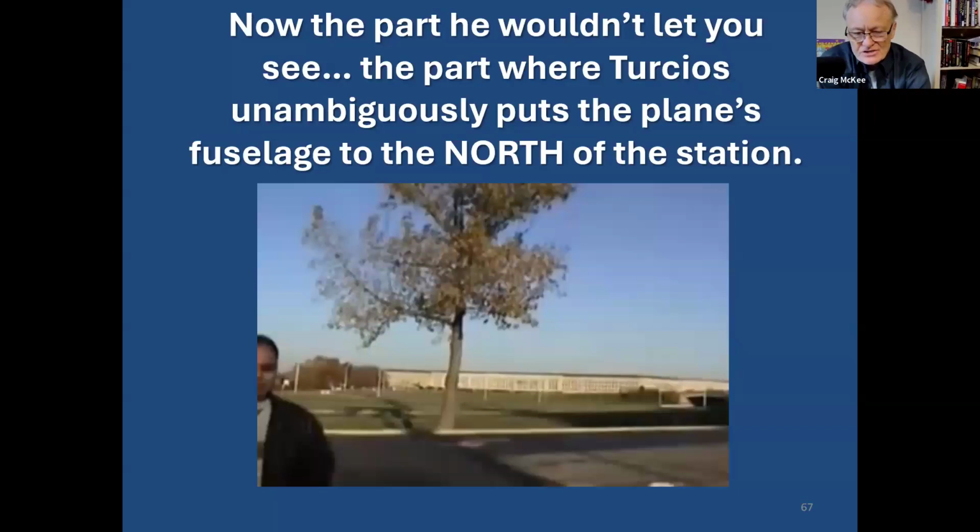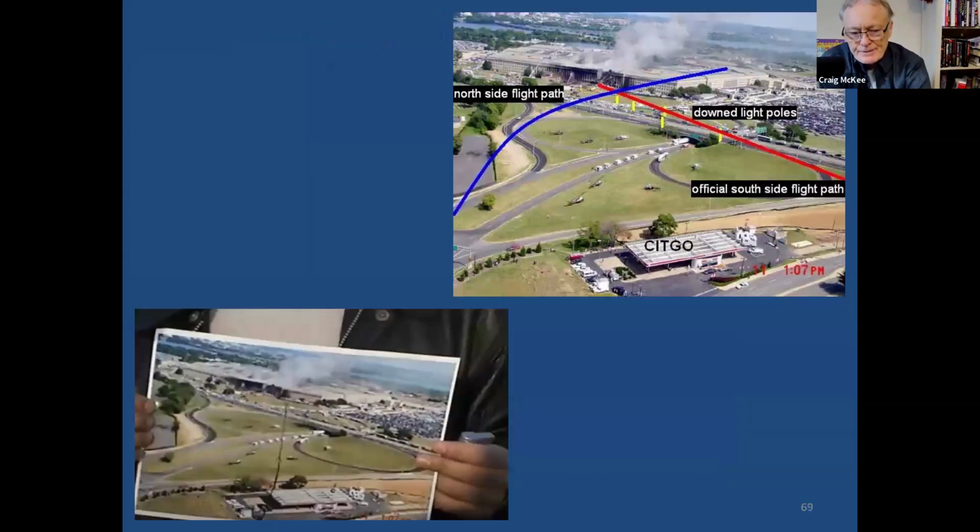Okay, so there's the path as he draws it on a photograph, and here's that compared with the official flight path in red. It's not even close to being the same. And the editing of that clip in Wayne's PowerPoint is exactly what he's accusing CIT of doing, what they are not doing. He's the one that's editing it to make it look like he's pointing towards the south path, when in fact he's very clear that the plane went over the very corner on the north side of that canopy. So I'd love to hear how Wayne would explain that.